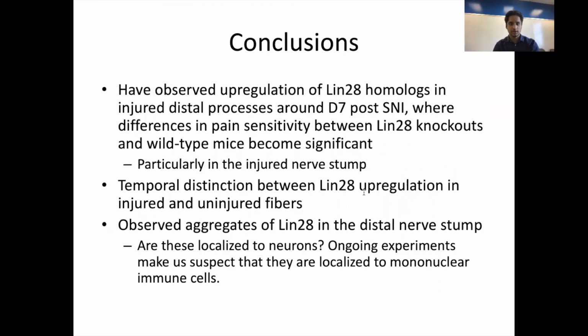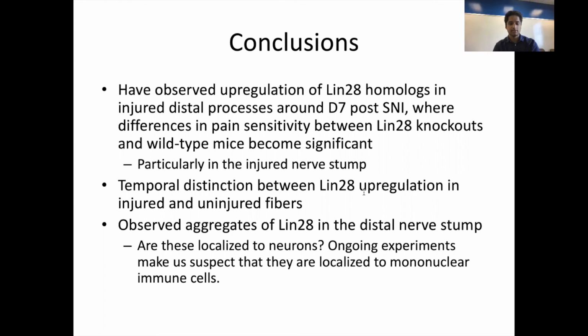In conclusion, we've observed the upregulation of Lin28 homologs in the injured distal processes at around day 7 post-SNI, where the differences in pain sensitivity between Lin28 knockouts and wild-type mice become pretty significant. And this is particularly significant in the injured nerve stump. We have also found that there's a temporal distinction between Lin28 upregulation in injured and uninjured fibers, at least at day 3. And we've also observed, not shown in this presentation, aggregates of Lin28 in the distal nerve stump.